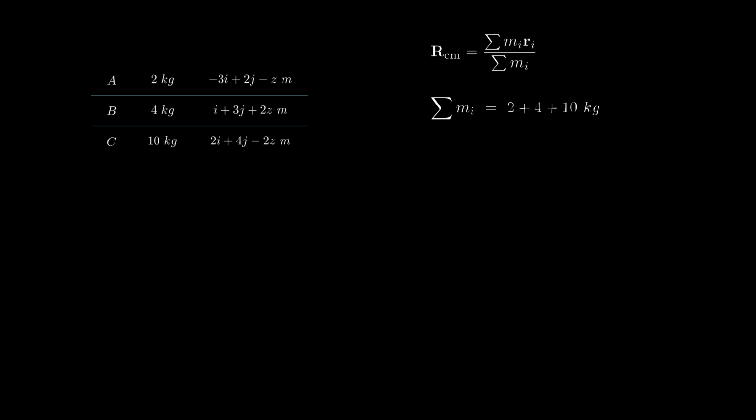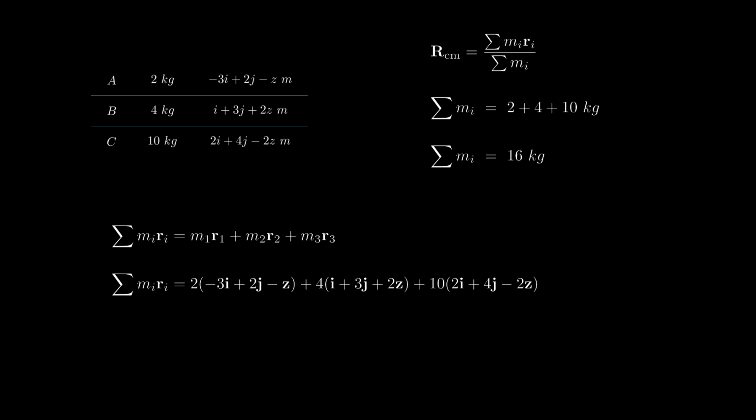First, we will calculate the total mass of the system. It turns out to be 16 kilograms. Next, we calculate the weighted sum of the position vectors. By substituting the given values, we get the following.